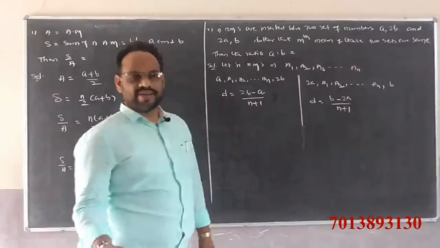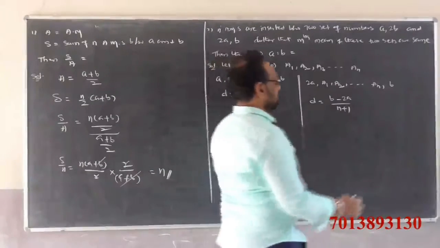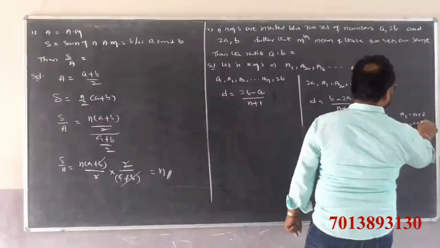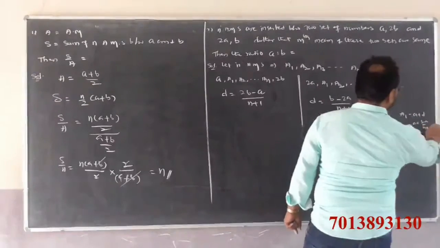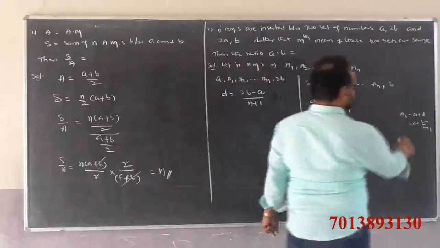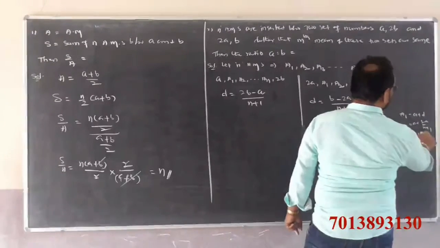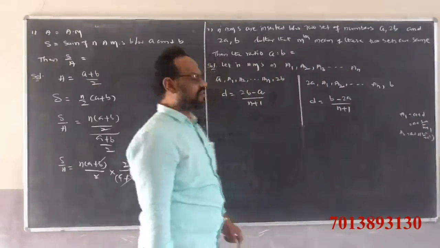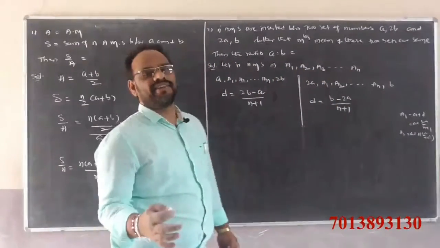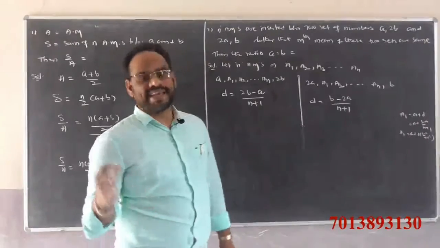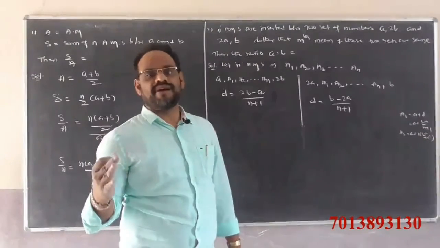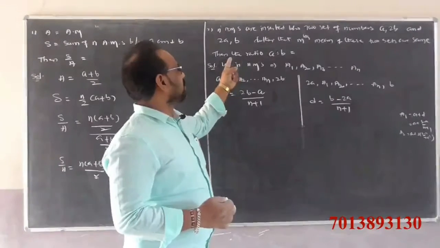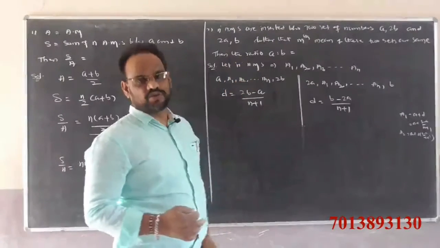How to find A1? A1 was already discussed in previous classes. A1 is nothing but A plus (B minus A) by (n plus 1). A2 is nothing but A plus 2 times (B minus A) by (n plus 1). The nth mean An is nothing but A plus n times (B minus A) by (n plus 1). We take the nth mean of these two sets.